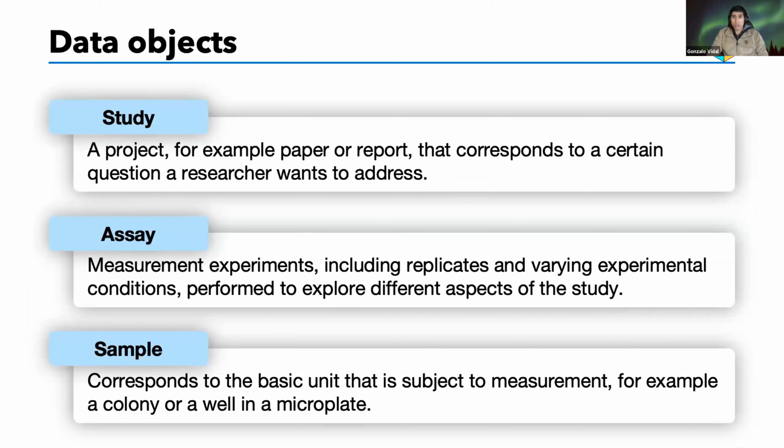The data is structured using the Flapjack data objects, which are the following. Study corresponds to a set of experiments or assays addressing a particular hypothesis, like a paper or report. Assay corresponds to a set of experimental measurements, including controls, replicates, and different conditions. Sample corresponds to the basic unit that is subject to measurement.